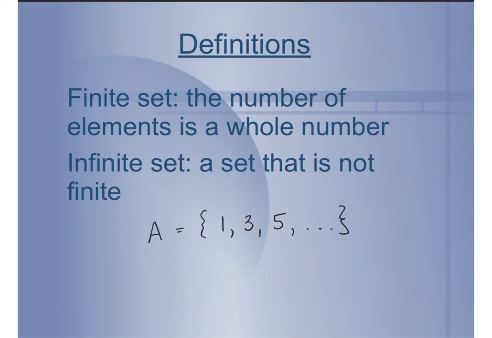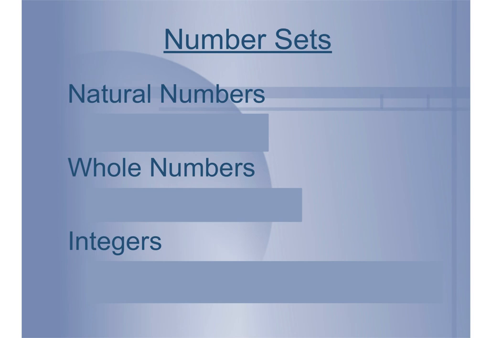Obviously, I cannot write all the numbers because they keep going, right? So finite versus infinite set. And when you study math, you actually get into number sets that are infinite because that's how number sets work, all right? So number sets, all right? These are number sets that you're going to need to know. Natural numbers. All right, number sets.